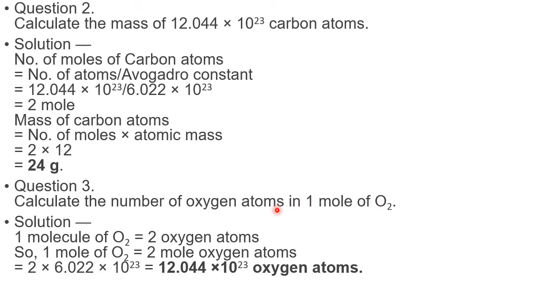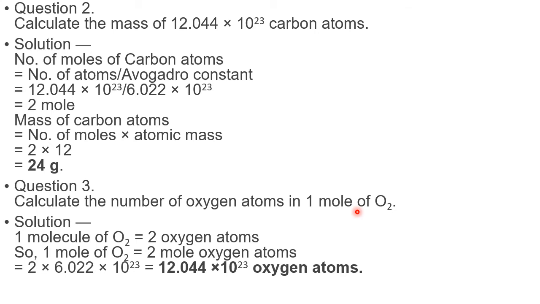In 1 mole of O2, how many molecules of O2 are there? So 1 mole of O2 means 6.022 into 10 to the power 23 molecules of O2. O2 is a molecule, not an atom. Okay, so 1 mole of O2 means 6.022 into 10 to the power 23 O2 molecules.